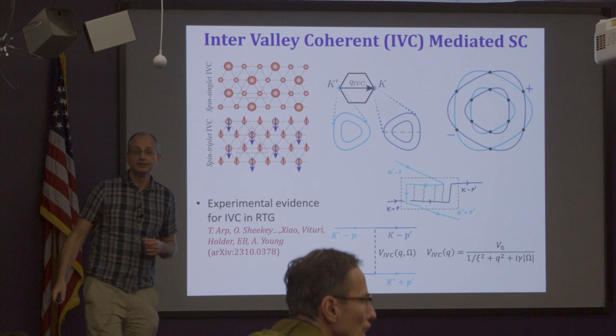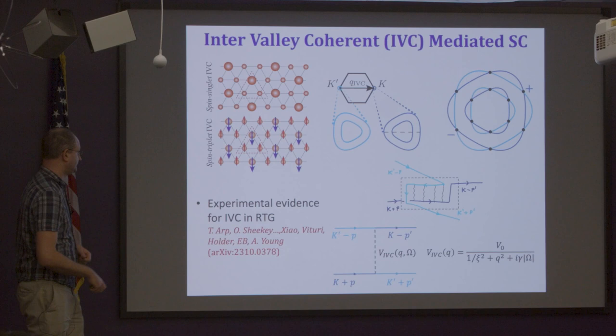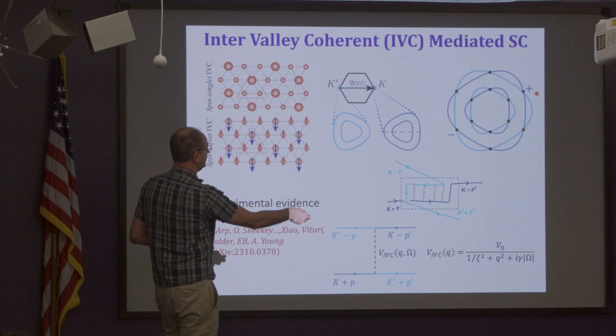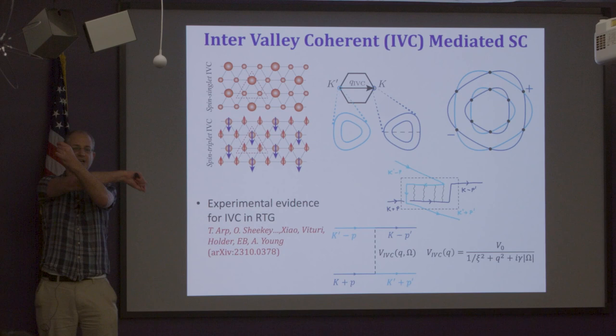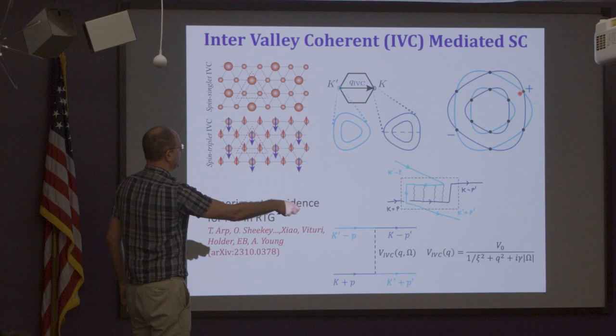That corresponds to backscattering. Actually, it's exact backscattering of electrons within the same valley. So you have an electron from valley K paired with an electron at valley K prime, and they simply switch places. That's what this interaction corresponds to. This is why it favors P wave. It's repulsive in sign, so if the order parameter changes sign as you go from P to minus P within the same valley, you gain from this interaction.